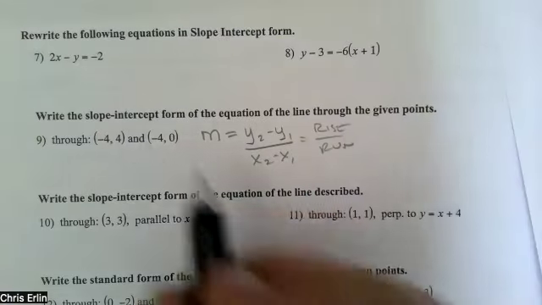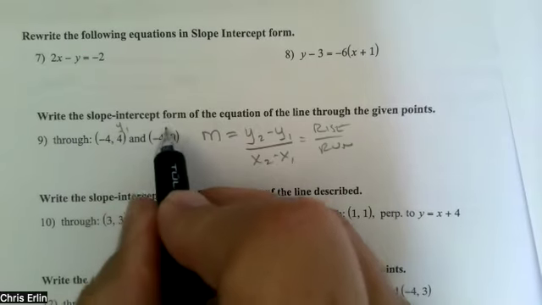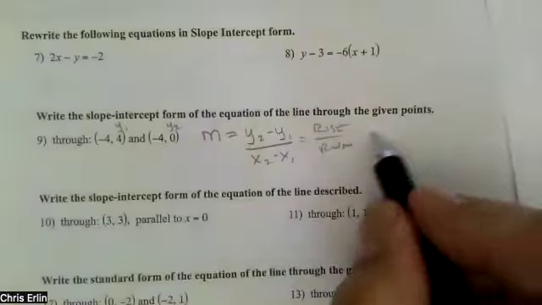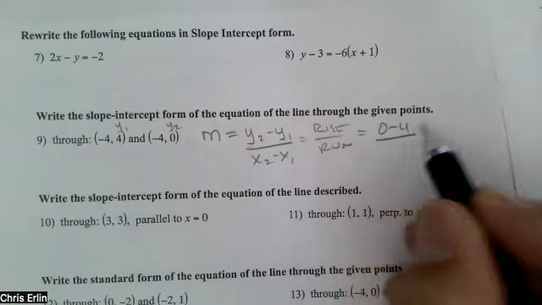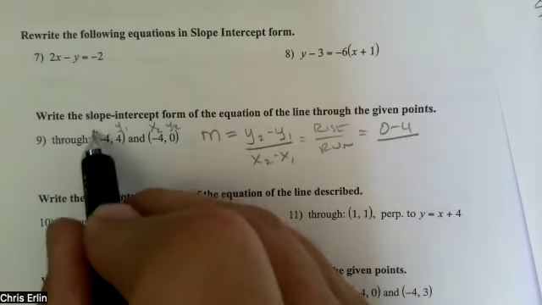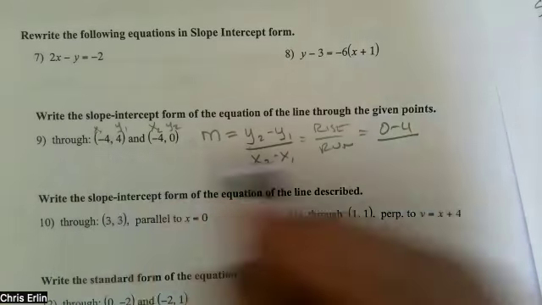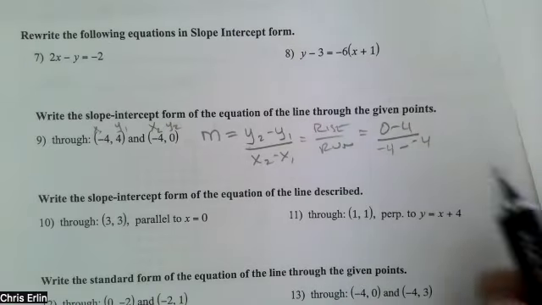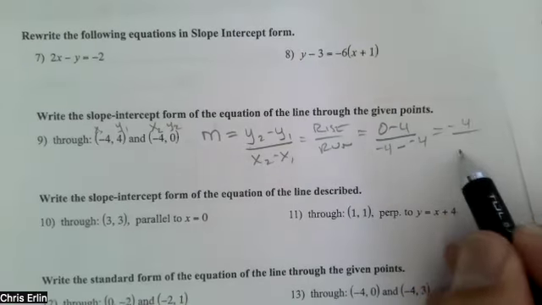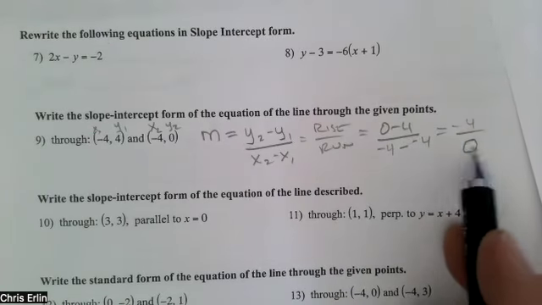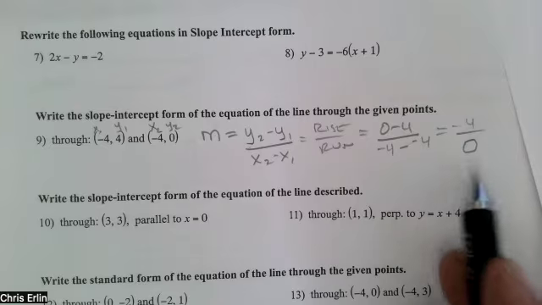So in this case, I'll take my y values. This is y1, y2, and I'll take y2 minus y1. So 0 minus 4. And then I'll take x2. I've got to make sure to keep them in the same order. x2 minus x1, negative 4 minus negative 4. So that gives me negative 4 over 0. What does that mean?